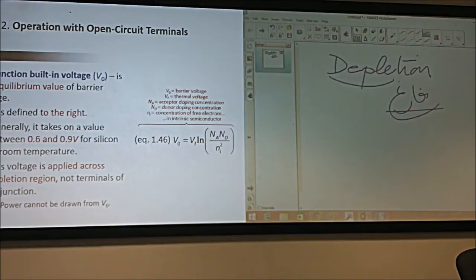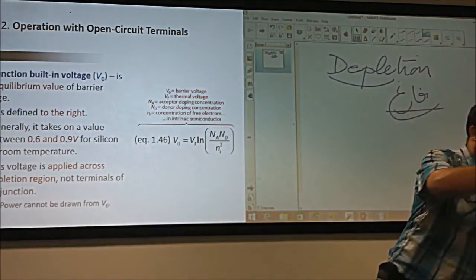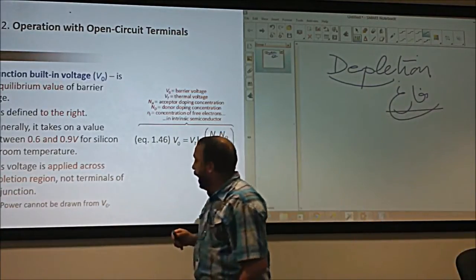is equal to this equation, thanks to the physicists and scientists. They found that the formula for this barrier voltage is equal to Vt. What's Vt? It's written there. Equal to what? Yes, k times temperature over q, over the charge. Very good.